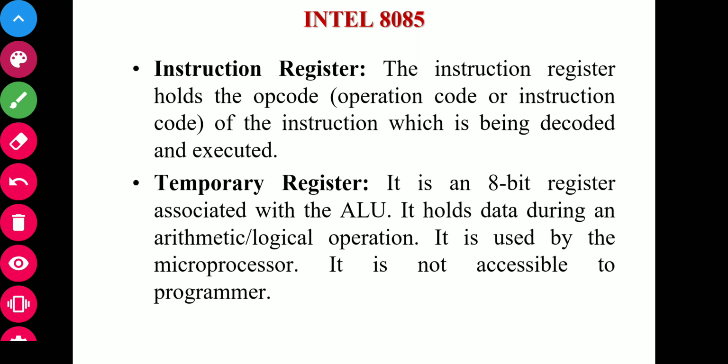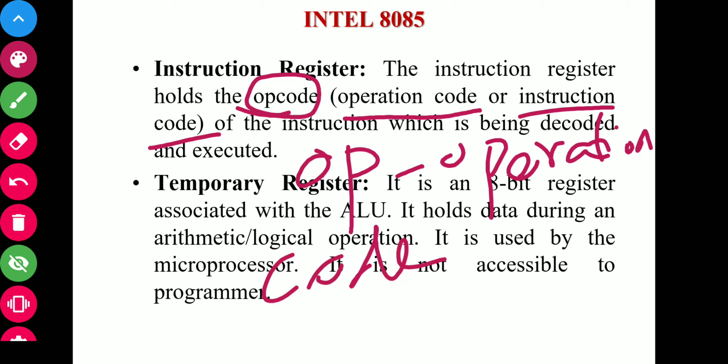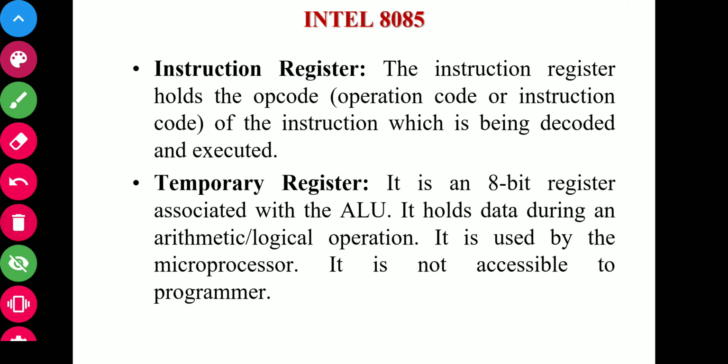And instruction registers. The instruction register holds the opcode. Here, what is opcode? Opcode is a peculiar word, right? It is nothing but operation code or instruction code, that is called an opcode. Opcode is the OP, which represents operation. So code, we know, is nothing but your zeros and ones, right? So this is the instruction register.